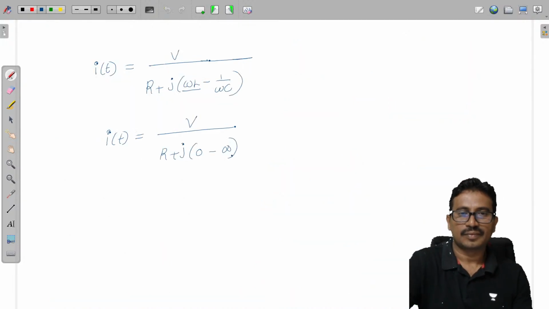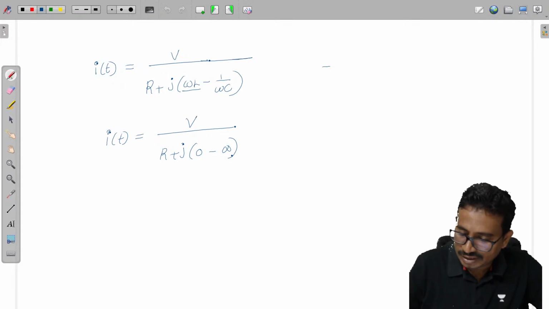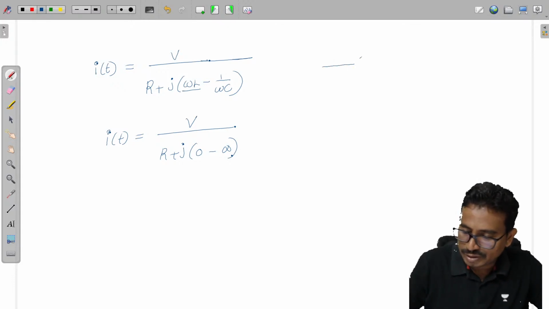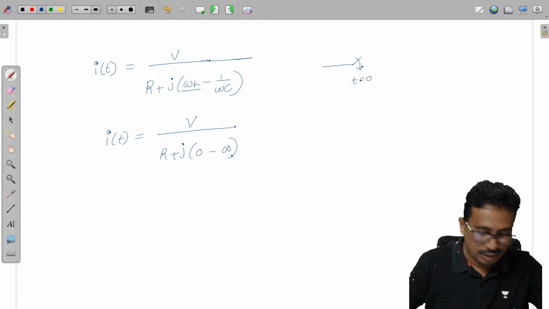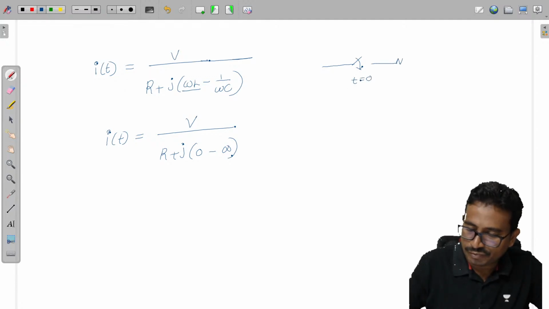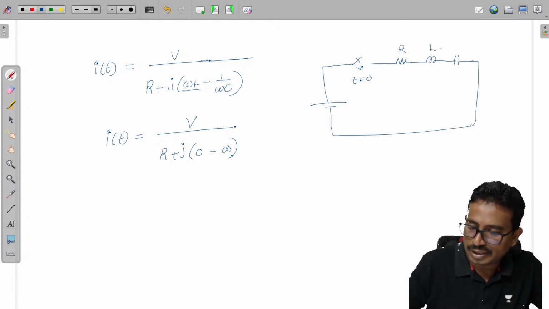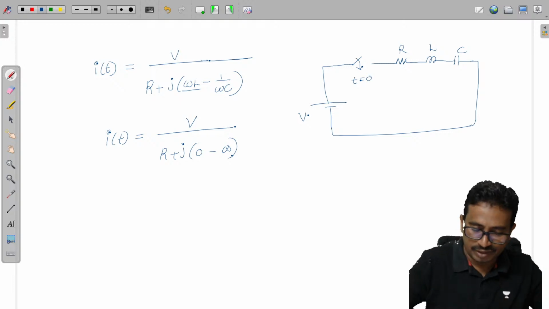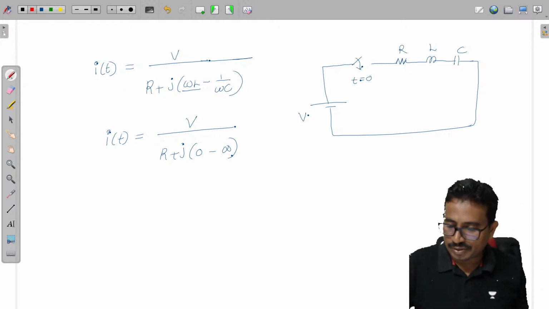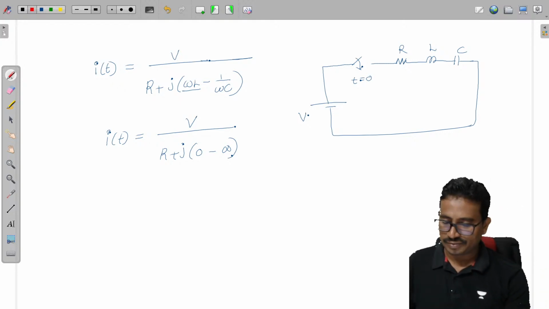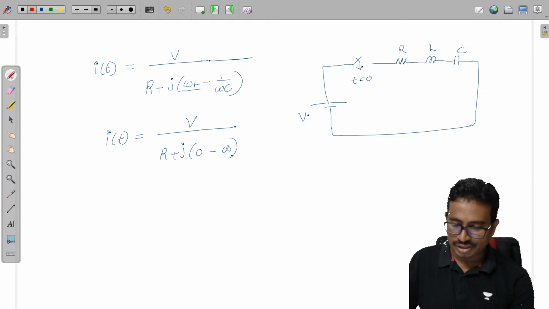All of you, see the network here. The switch is closed at t equal to 0. We have a resistor, an inductor and a capacitor. So this is R, L, C. This is V. Now you tell me, at t is equal to 0, what happens? There are no initial values.